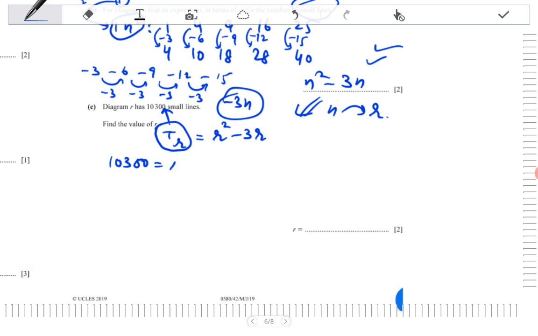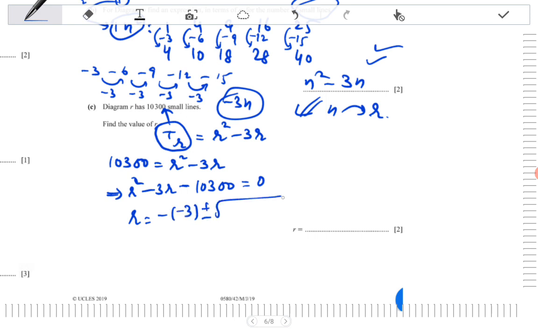So 10300 equals R square minus 3R. That gives you R square minus 3R equals, sorry, I'm just shifting 10300 to the other side, so it becomes R square minus 3R minus 10300 equals 0. Now try the quadratic formula to find your answers. Or you can split the middle term if you can. Making factors of 10300 takes quite long, so it's better to try the quadratic formula.